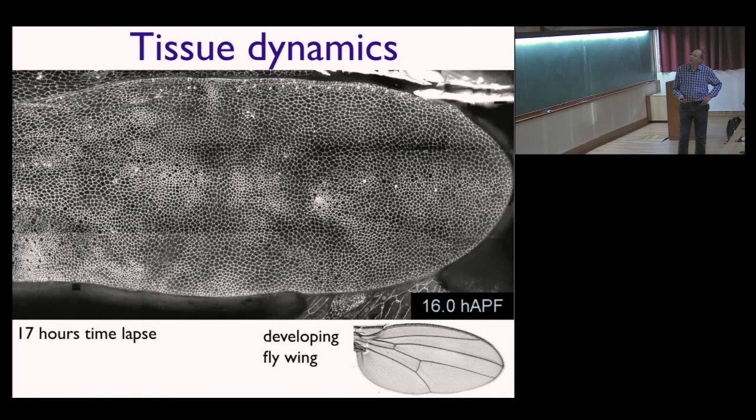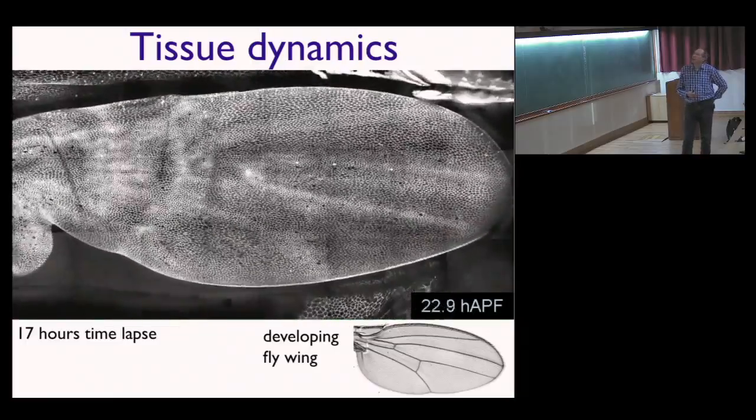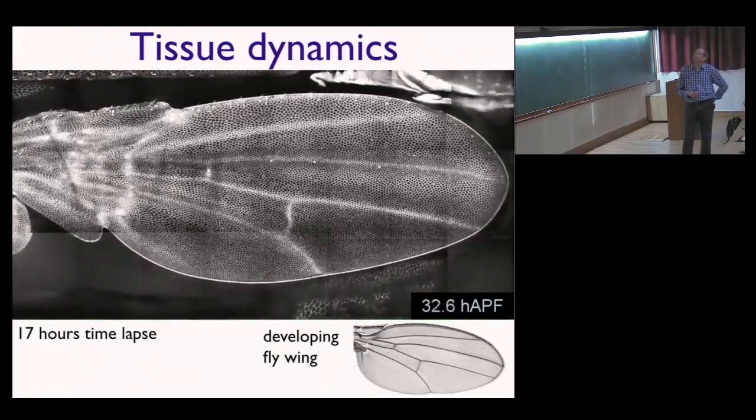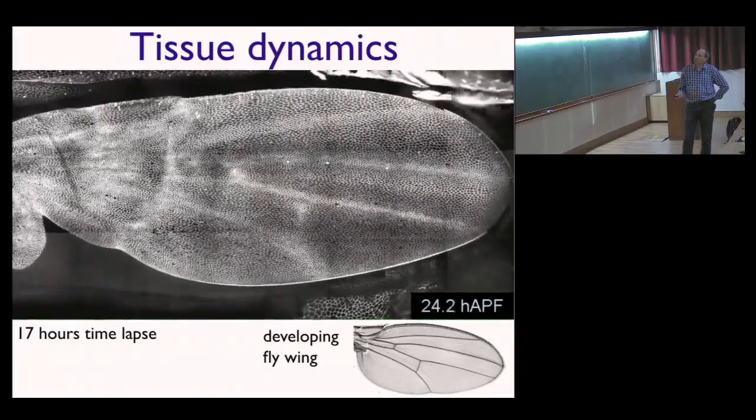Again, time lapse 17 hours. It starts 16 hours after puparium formation. You see it's stitched together from many images. One can see those sort of lines here which will show that there was a stitching process. So it's many images put together into one big image. And then every 5 minutes, about one frame. And one can now observe the dynamics of remodeling of this tissue inside the pupa over about 17 hours in this case.